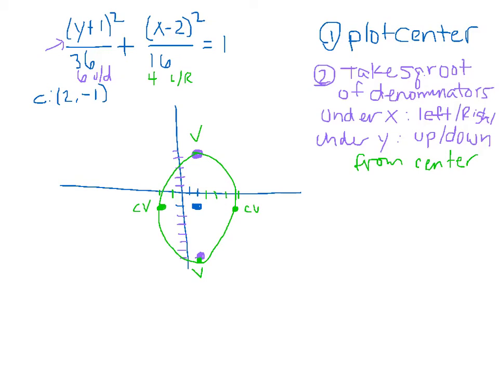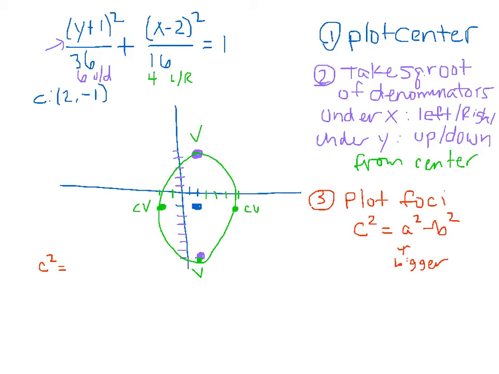So let's get one more color here for fun. So the next thing we're going to do is plot our foci. And we're going to remind ourselves right here, foci are located when c squared equals a squared minus b squared. Remember, a squared is always bigger. So we're going to come down here and say c squared equals a squared minus b squared. My a squared is 36. You're just going to use those denominators. Minus 16 is my other denominator.